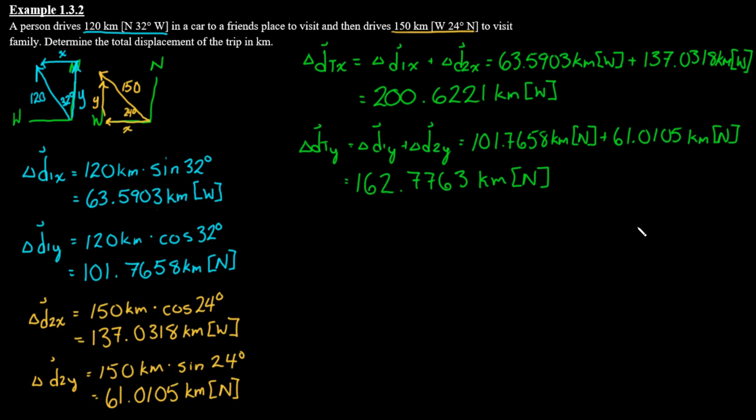we can put those back together. So now we have an x component that is roughly 200 kilometers. Oops, sorry, that's totally in the wrong direction. Let's just switch the direction of that vector. We're going west. So you have one that's roughly 200 kilometers in this direction, and one that's roughly 163 kilometers in this direction. So we are now looking for this total displacement vector here.